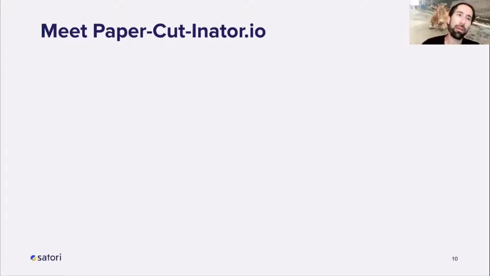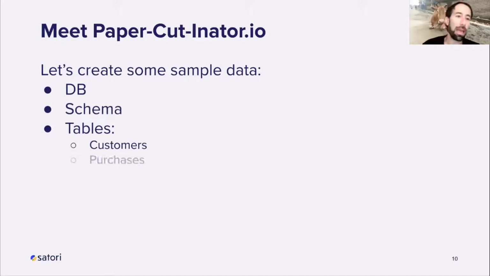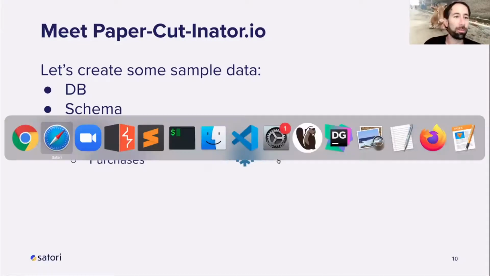So for the samples, I set up a fictitious company called papercatinator.io. This is a tribute to Phineas and Ferb, to Dr. Heinz Doofenshmirtz, who had a lot of band-aids to sell, so he set up a gadget to give people paper cuts. And so I thought, let's create papercatinator. In Snowflake, I will create a database, a schema, and some tables: customers for the customers, and purchases for the band-aids they are buying.